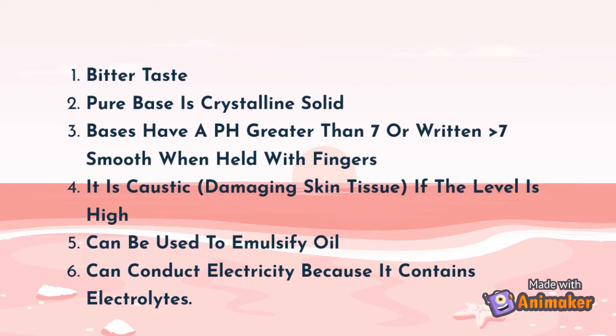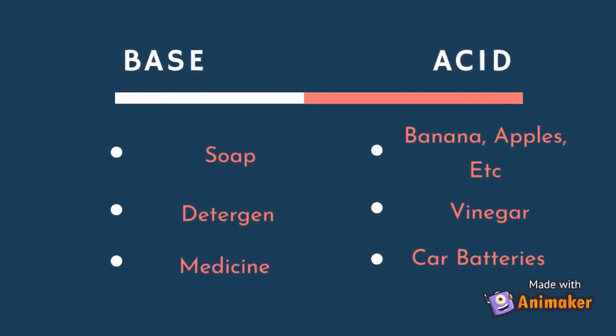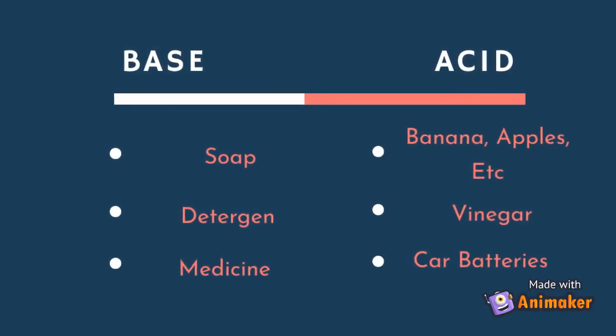Examples of base are soap, medicine, detergent, toothpaste, and others. And examples of acid are banana, apples, vitamin C, vinegar, and also car batteries.